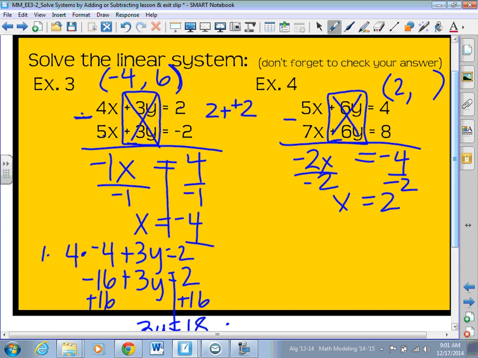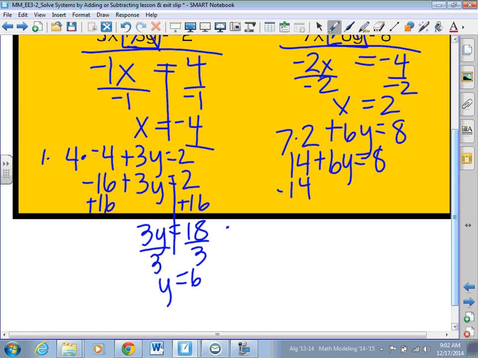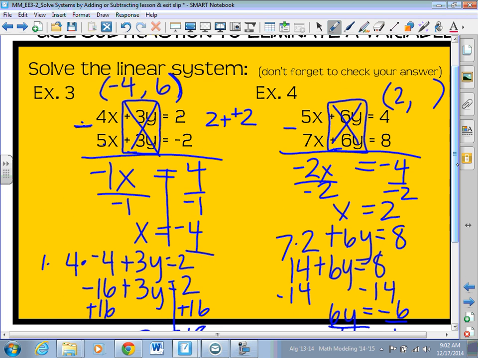Then once again, I'm going to plug in that 2 in for x. I'll do the second equation. So it's not 7 times x anymore. It's 7 times 2 plus 6y is equal to 8. So 14 plus 6y is equal to 8. I'm going to go ahead and subtract 14 on both sides. So 6y is equal to a negative 6. Divide by 6, y is equal to negative 1. So I'm going to come up here, negative 1. There's my solution. That's where my two equations intersect.